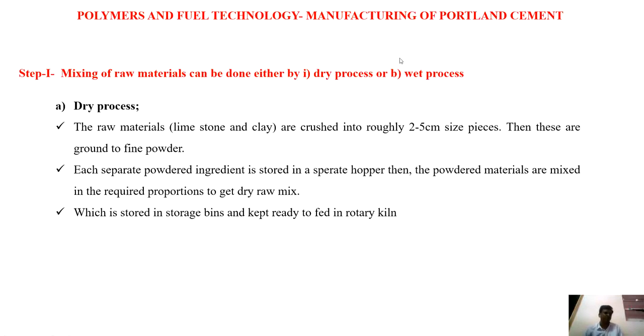Next, manufacturing process. This manufacturing process involves three steps. The first one is mixing of raw materials. This mixing of raw materials can be done either by the dry or wet process. In the dry process, raw materials like limestone and clay are crushed to roughly 2 to 5 centimeter size. Then they are crushed into fine powder. Initially the limestone and clay materials are crushed separately, added in appropriate proportions, and then mixed as a dry raw mix. That dry raw mix is kept in storage bins, ready to feed into the rotary kiln.